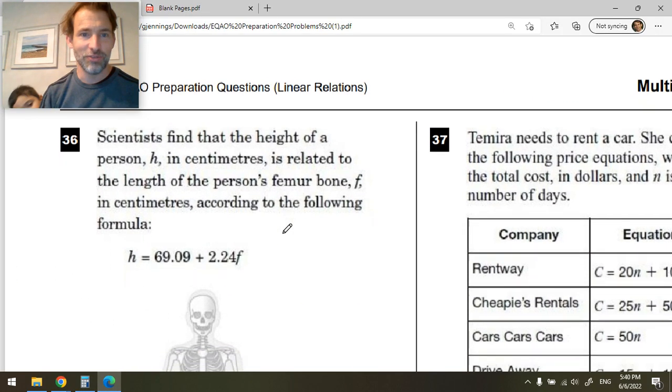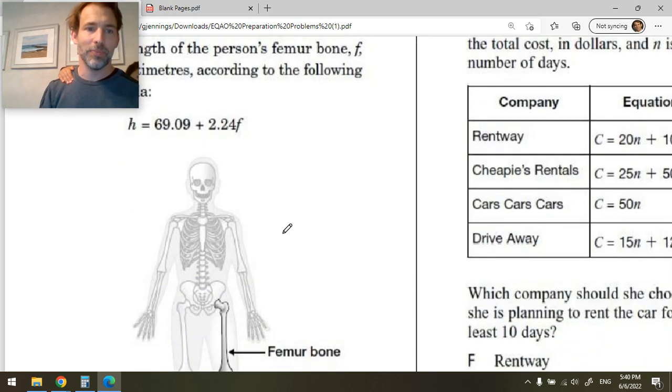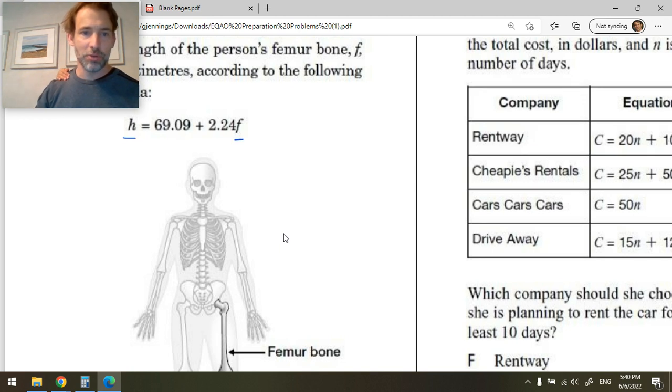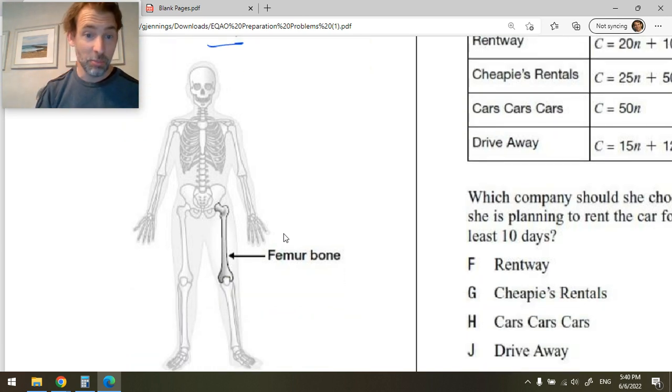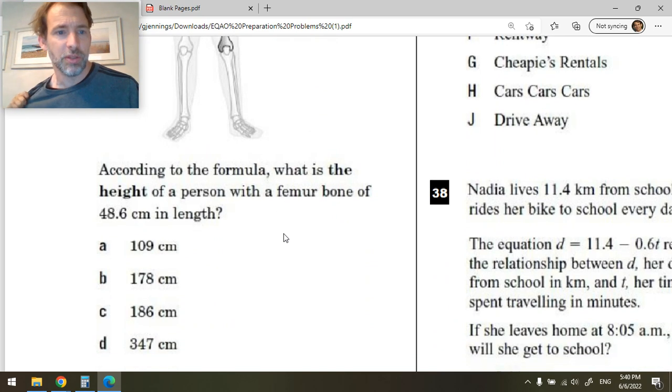All right. Scientists find that the height of a person, h in centimeters, is related to the length of a person's femur bone, F in centimeters, according to the following formula. All right. So your height grows as your femur grows. If your femur is long, then your height grows by about 2.24 times the length of your femur. Okay, there's your femur bone. It happens to be the longest bone in your body and the biggest bone in your body, I think. So let's keep going.